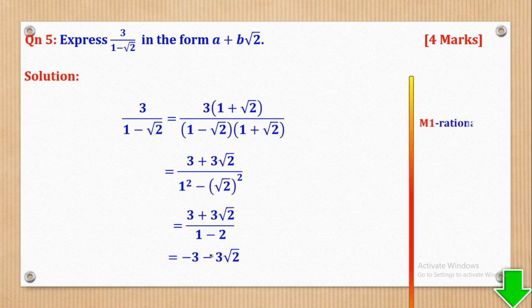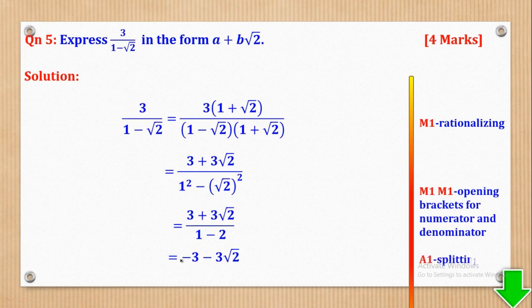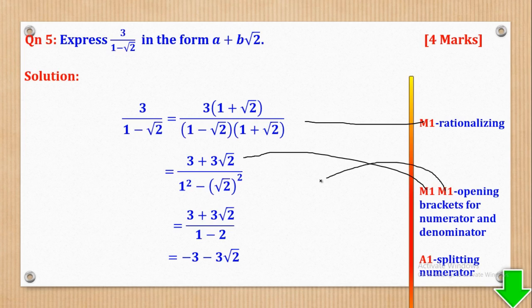So basically that's what they wanted, and now let's see how marks can be awarded. So M1 for rationalizing, M1 for opening brackets for numerator and denominator, so opening this bracket and also this, M1 for this part, and A1 for splitting the numerator.